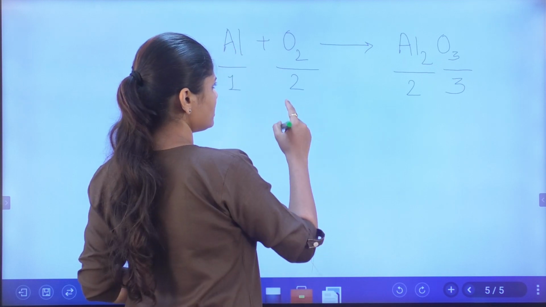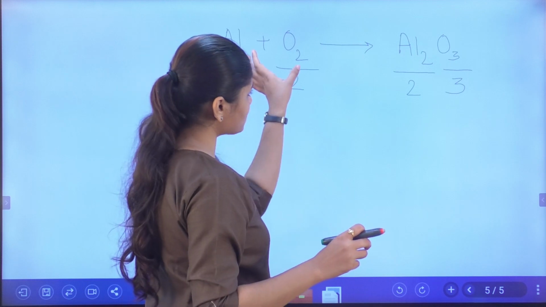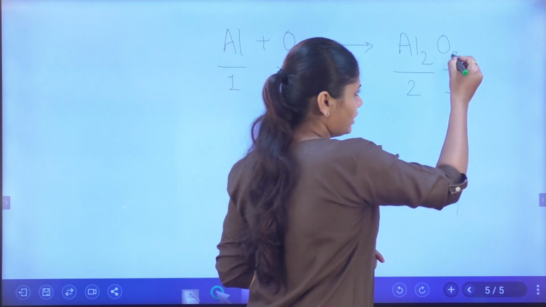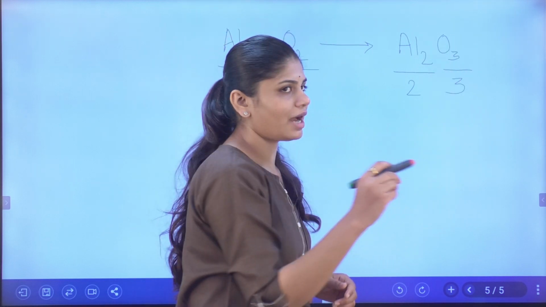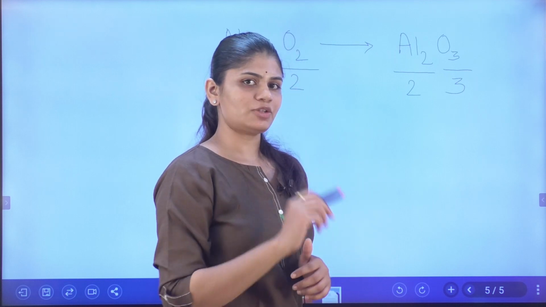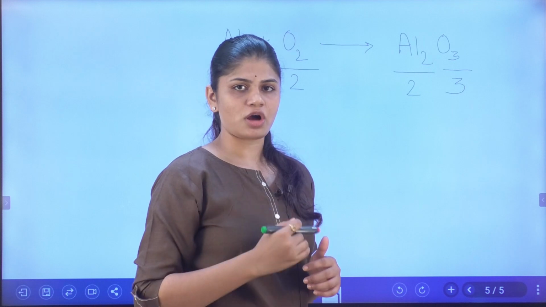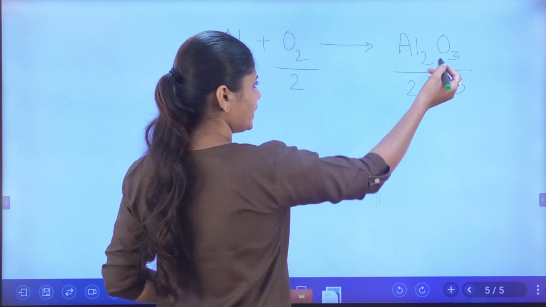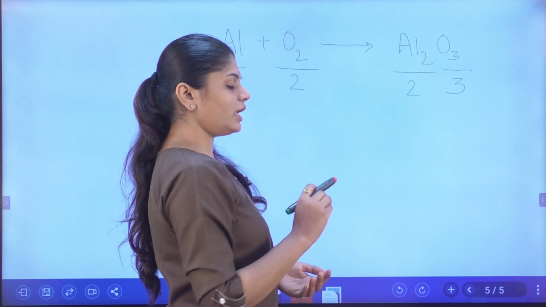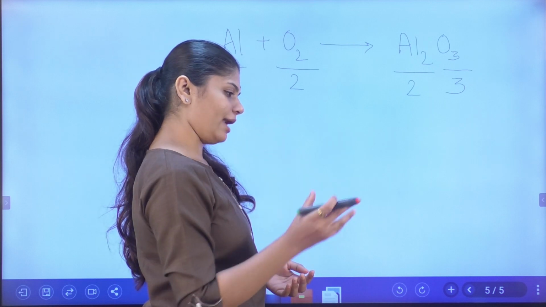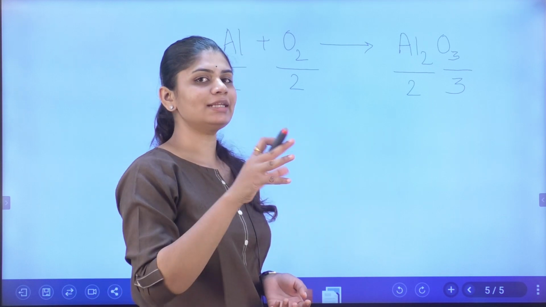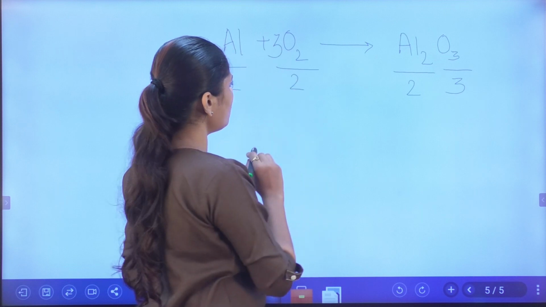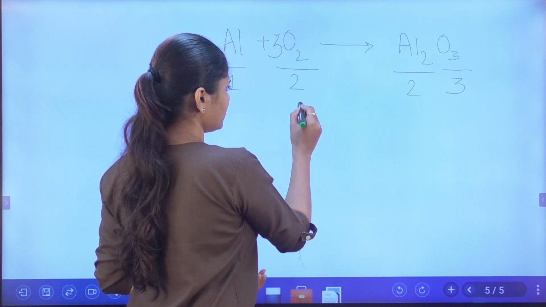First look into the oxygen, whether the oxygen is balanced or not. Why am I saying first look into the oxygen? Because the valency of oxygen over here is 3, it is the highest in the equation. That is why I am telling you to balance the oxygen first, because it has the highest number of atoms. Here it is 3, here it is 2. We need to balance in such a way that both the reactant and the product side become equal. See, if I write 3 here, what does it become? 3 into 2, that is 6.